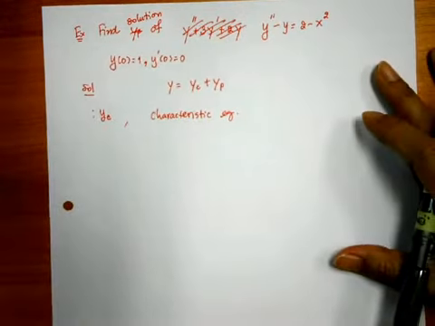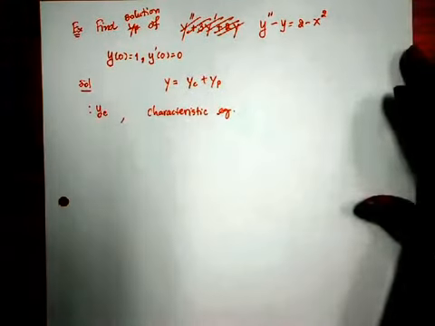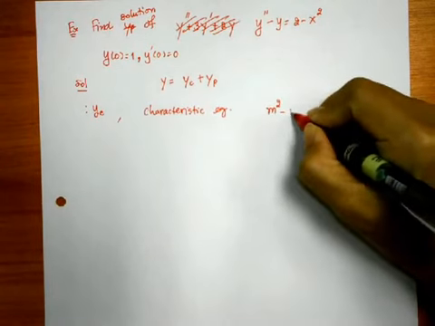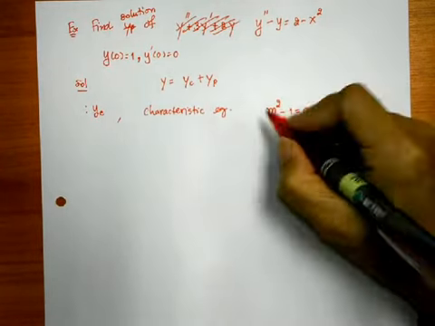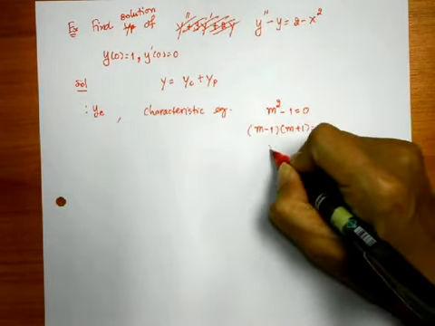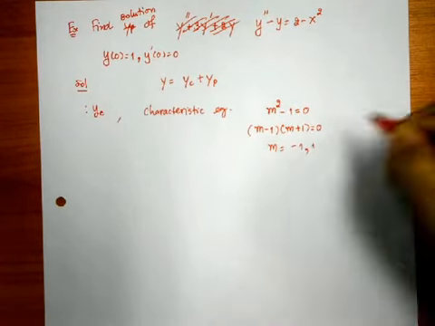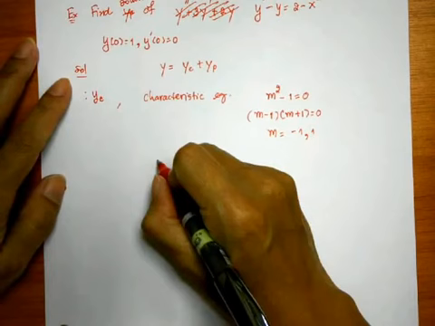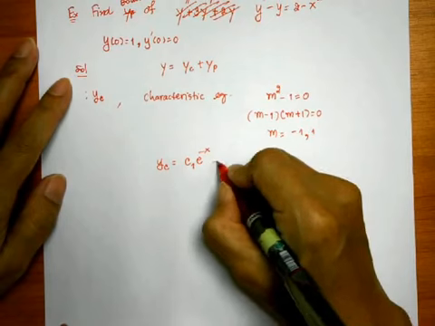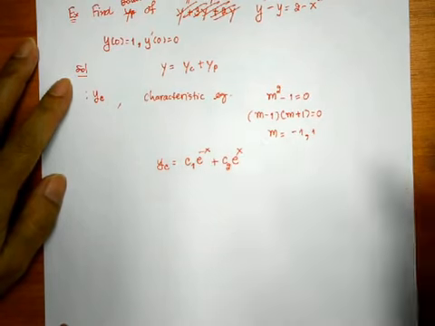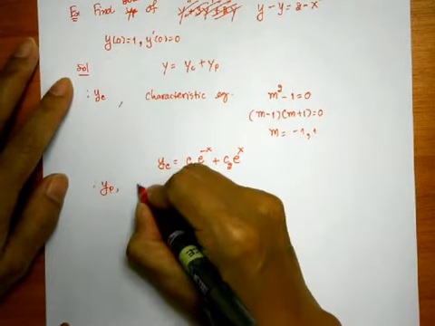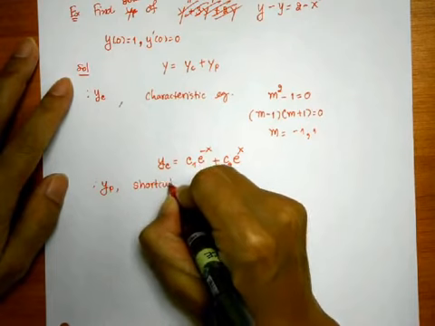For this equation, what is the characteristic equation? m squared minus 1 equal to 0. So we find two values of m, where m minus 1 and m plus 1 equal to 0. That means m is equal to minus 1 and 1. So our yc is equal to c1 times exponential of minus x plus c2 times exponential of x. Next, we are going to find yp. We are going to use the shortcut method to find yp.